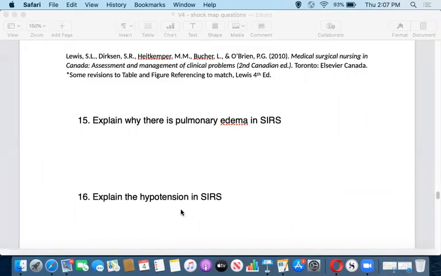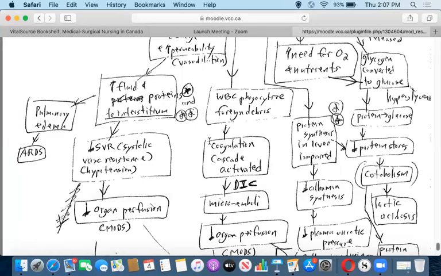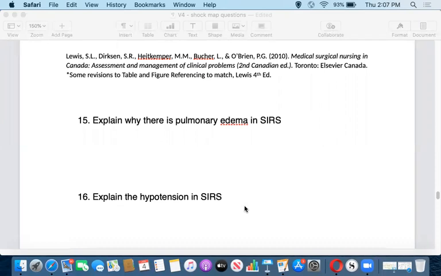So explain the hypotension in the systemic inflammatory response, and that's really the same thing. We're talking about a massive vasodilation, and we're talking about a drop in blood pressure. So you're getting that hypotension. So again, this is really just an easy summary of what some of the stuff we've talked about already.